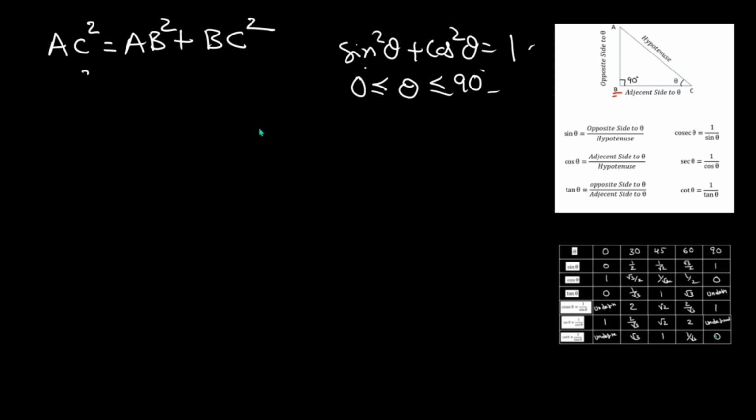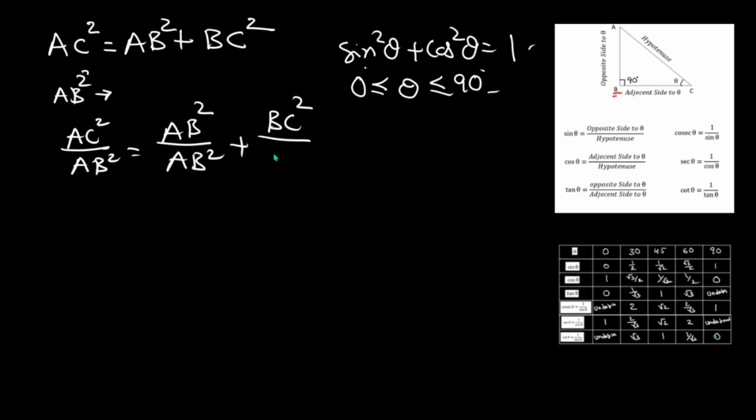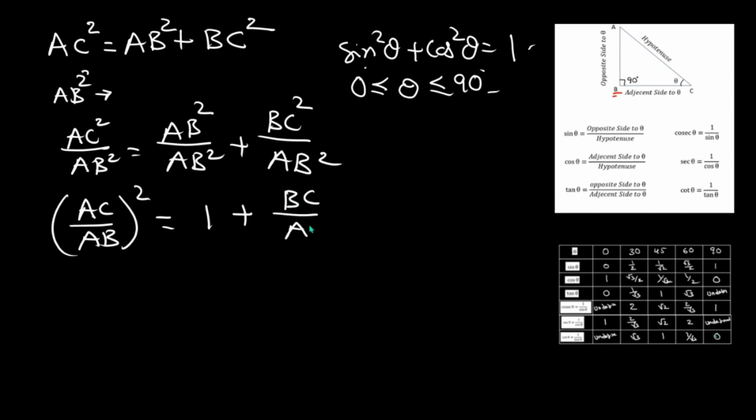Now, to get this equation we divided the entire expression by AC square. Now let's divide by AB square. Then AC square by AB square equals AB square by AB square plus BC square by AB square. This is AC by AB whole square equals AB square by AB square, which is 1, plus BC by AB whole square.